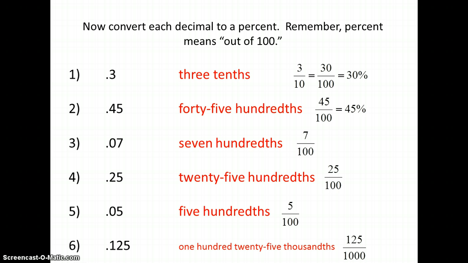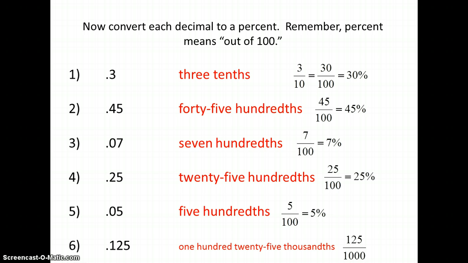Now, 45 hundredths already has 100 in the denominator, so it's very easy to turn this into a percent, 45%. The same is true for number 3. 7/100, or 7 hundredths, is 7%. Number 4, 25/100, or 25 hundredths, is 25%. Same with number 5. 5/100, or 5 hundredths, is 5%.